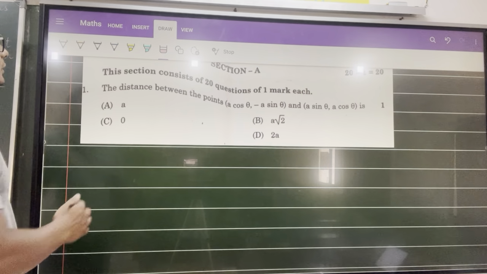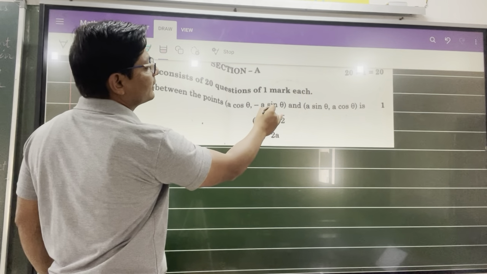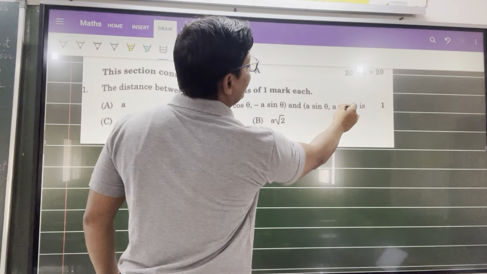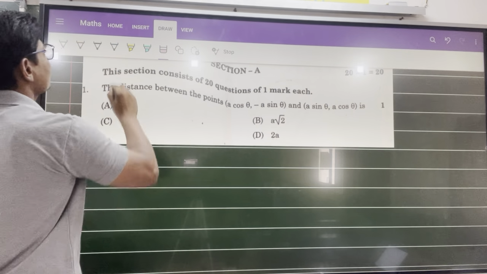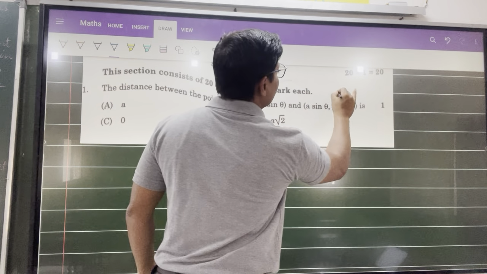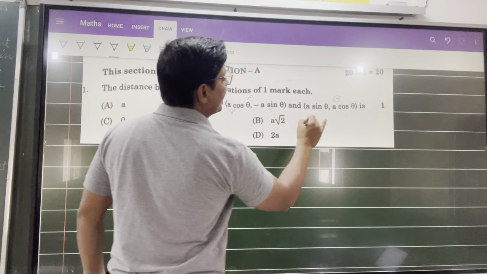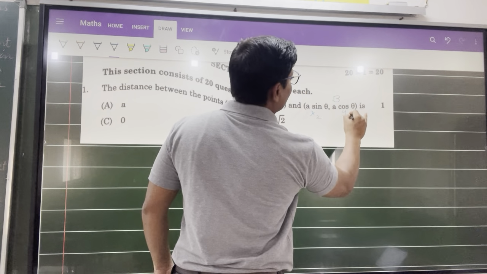So first question of the question paper is the distance between the points a cos theta comma minus a sin theta and a sin theta comma a cos theta is. So basically they have asked for the distance between the 2 points given by point A and point B. So here let us identify these x and y coordinates. So this is x1, y1 and here it is x2 and y2.